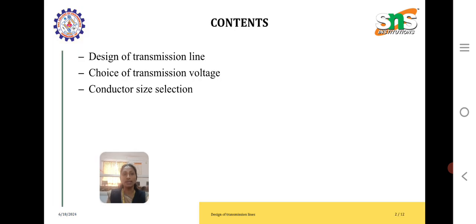So in this video we are going to discuss the design of a transmission line, choice of transmission voltage and conductor size selection. In the previous videos we have seen what type of conductor we are going to use. But in this video we are going to see the size selection and choice of transmission voltage.